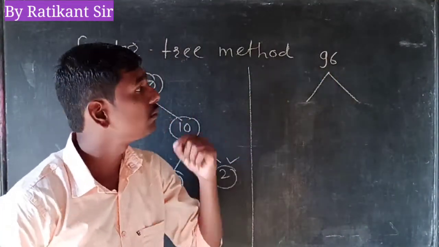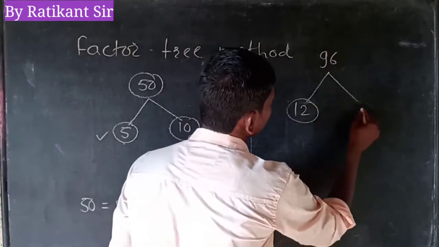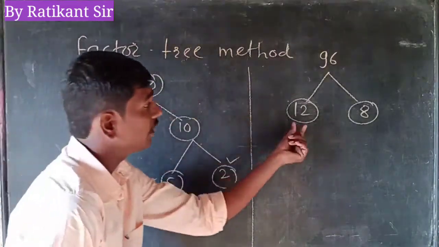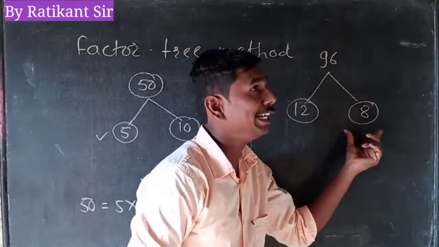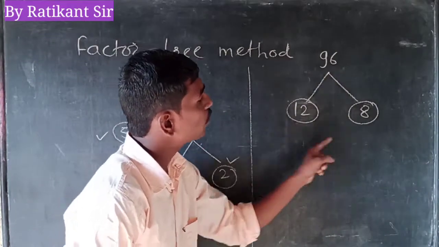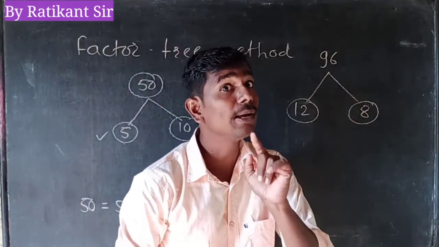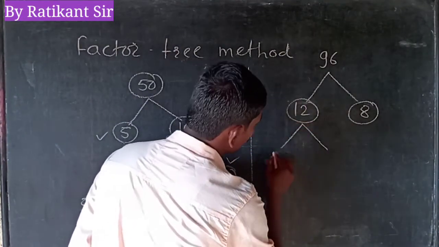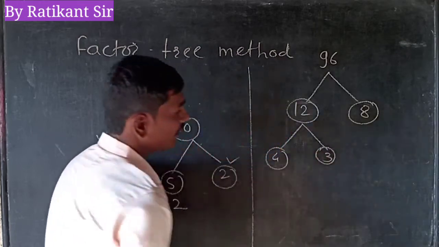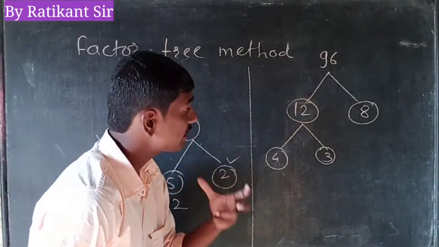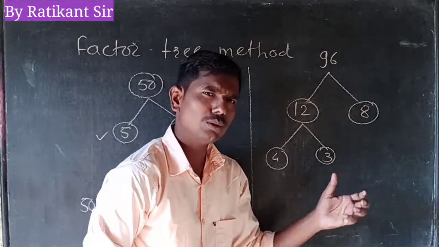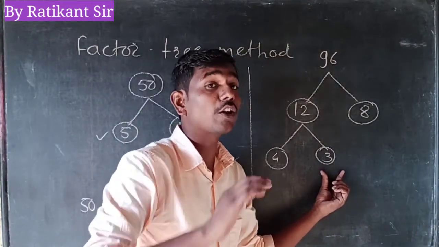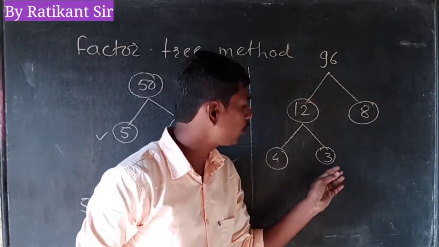So 12 8s are 96. But this time you can find here we got one prime number, but 12 is also a composite number and 8 is also a composite number, which means we have to factorize both the numbers till prime numbers. So can I factorize this 12 as 4 3s are 12? Yes, definitely 4 3s are 12. Or you can factorize like this also, 6 2s. Now we will factorize this 3. This 3 cannot be factorized. Why? Because it is a prime number. So this is the last.